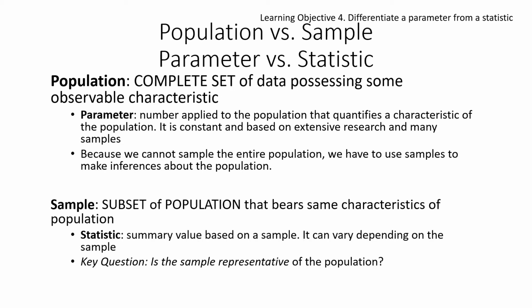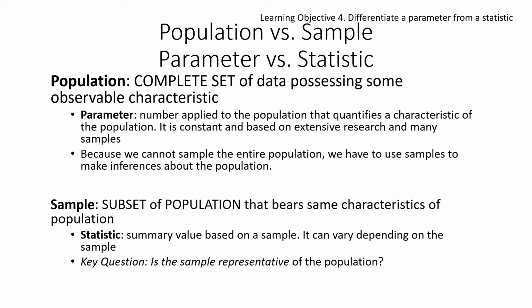And then a statistic is a summary value based on a sample. Whereas the parameter is the number applied to the population, the statistic is the summary value based on the sample, and it varies from sample to sample.